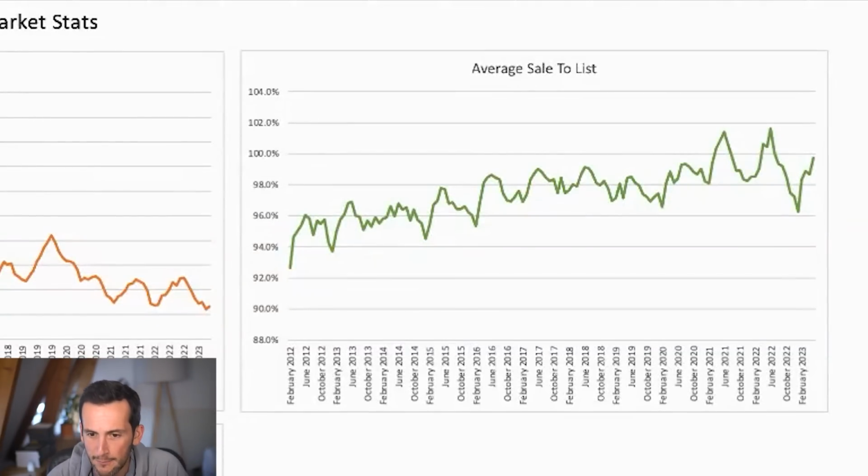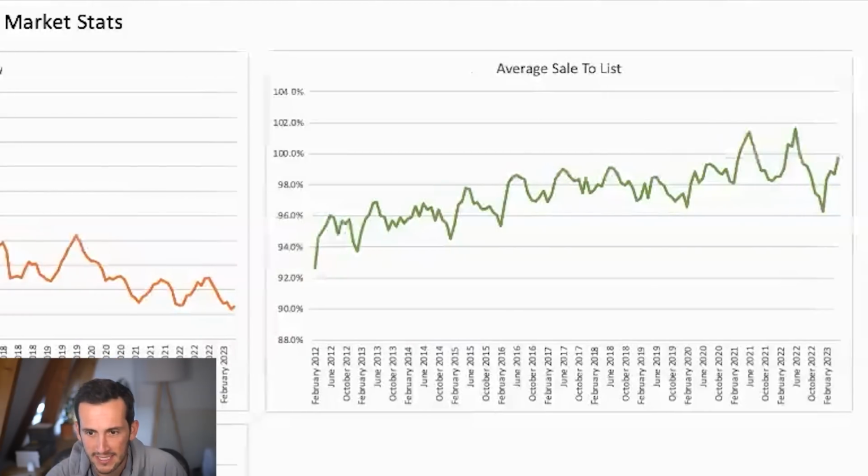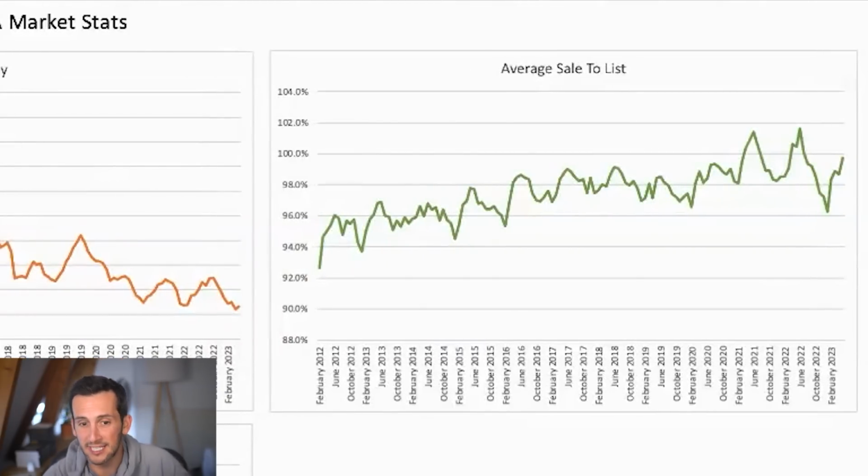Over 100 means you're obviously paying above asking price. And so, yeah, during the pandemic, we saw some months here where it was above the asking price. But right now, it is still below 100%, but it is trending upward. So that is really important when we talk about how we're going to bid on a property.